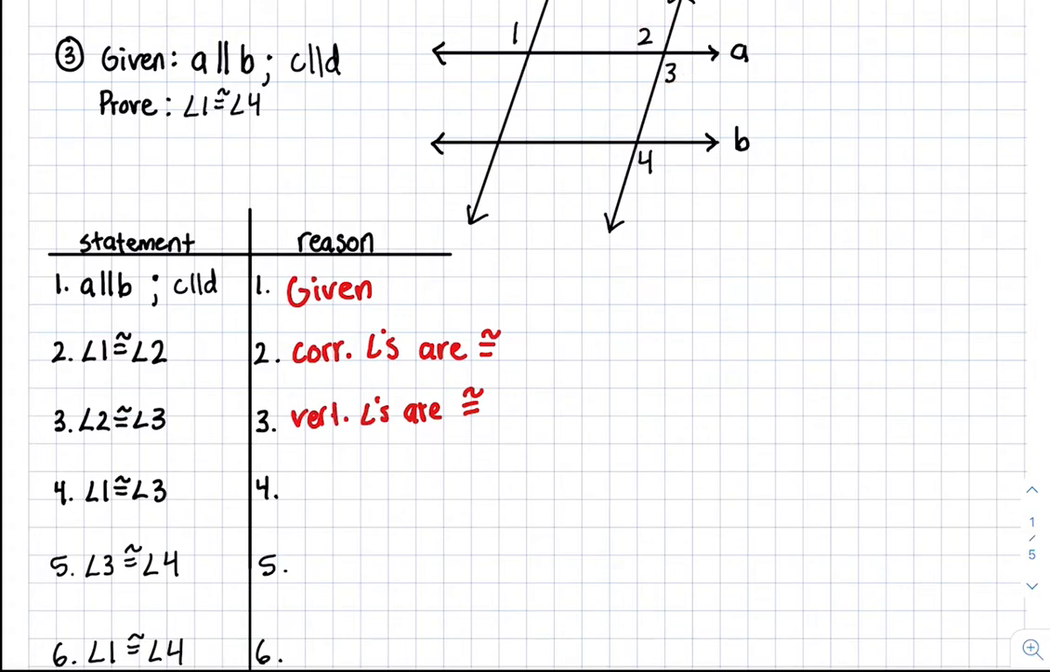Now let's look at the next line. Okay, so this line says, on statement 4, it says angle 1 is congruent to 3. Look at the two statements we just proved. 1 is congruent to 2, and angle 2 is congruent to angle 3. So that means 1 has to be congruent to angle 3. And that's because it's the transitive property, and we are using the lines from 2 and 3.